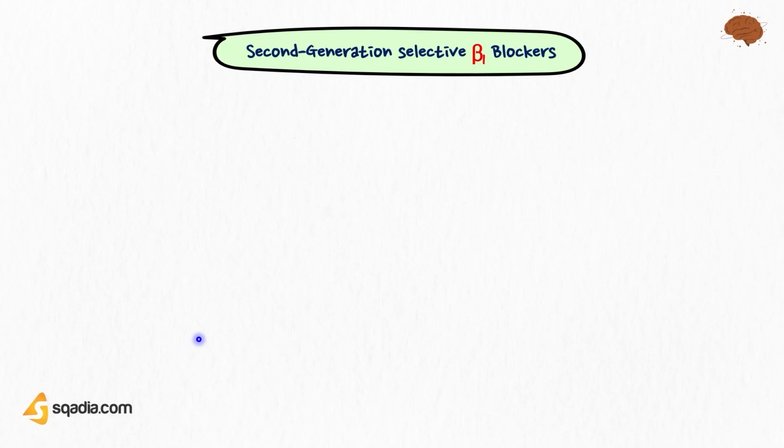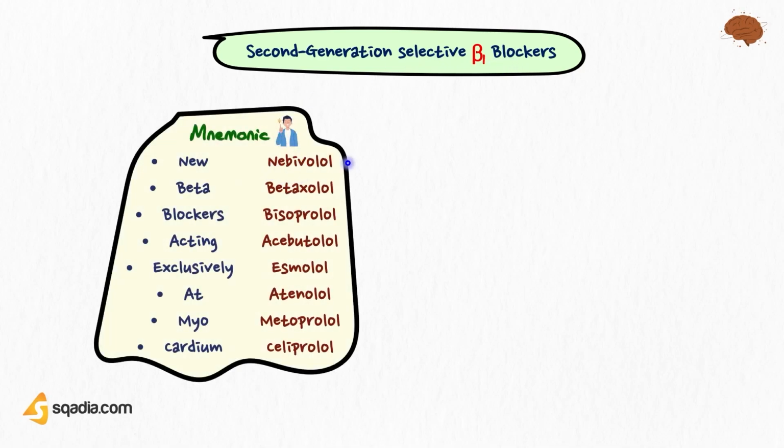They are also called cardioselective beta blockers. The selective beta-1 blockers, as the name suggests, act on beta-1 receptors present in the heart, so they are cardioselective beta blockers. We can remember the drugs included in selective beta-1 blockers by a mnemonic: New Beta Blockers Acting Exclusively At Myocardium. New stands for nebivolol, beta for betaxolol, blockers for bisoprolol, A for acebutolol, exclusively for esmolol, at for atenolol, myo for metoprolol, and cardium for celiprolol.